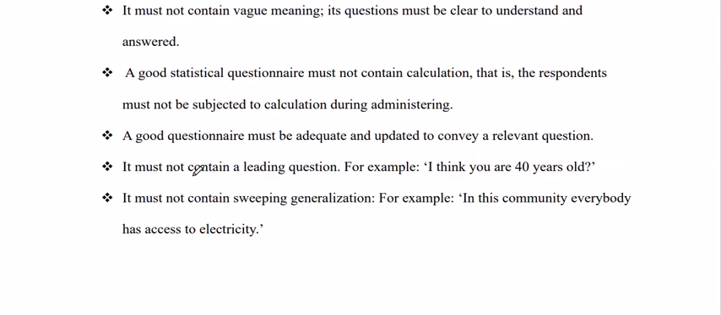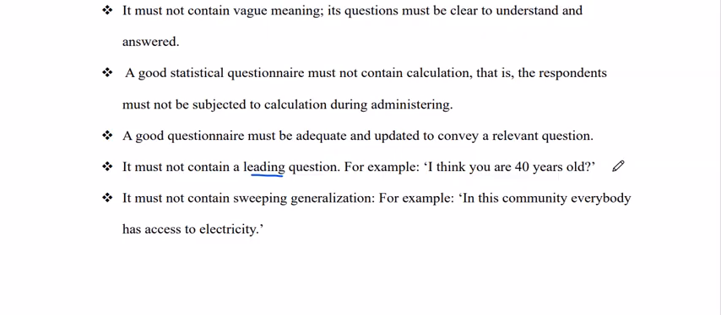It must not contain a leading question. So a good questionnaire must not contain a leading question. For example, "I think you are 40 years old." If an enumerator is asking a respondent this type of question, it's too direct. "I think you are 40 years old." There are two options here for the respondent to answer from: either yes, I'm 40 years old, or no, I'm not 40 years old.